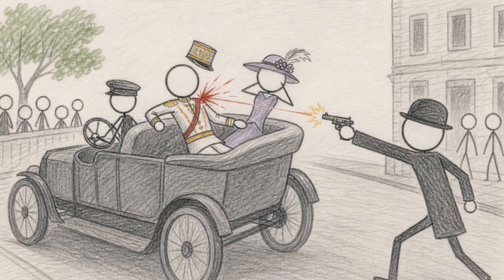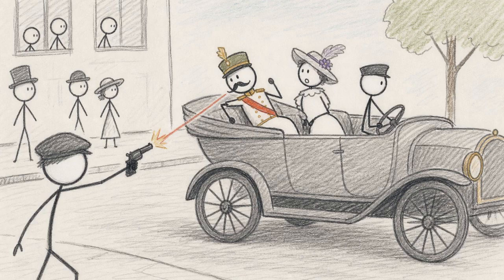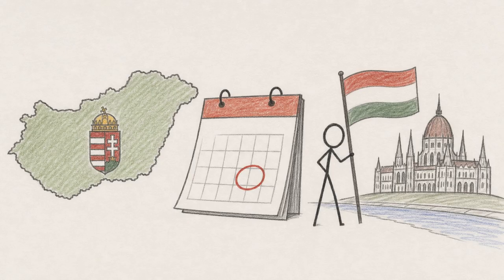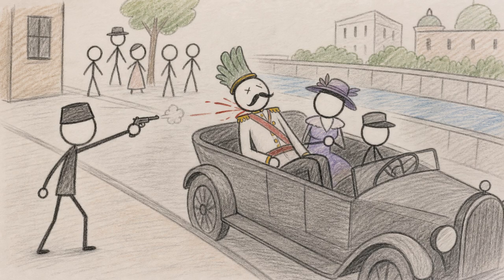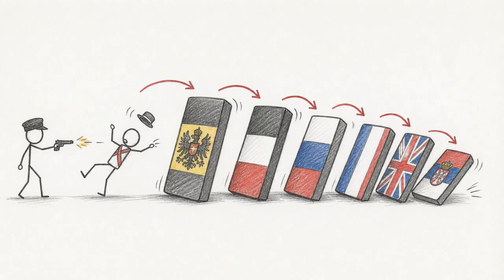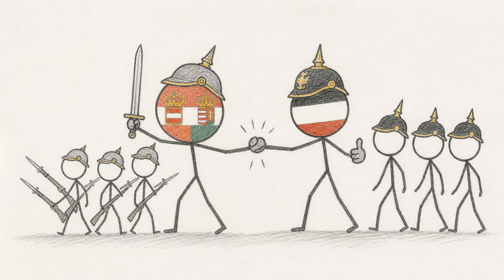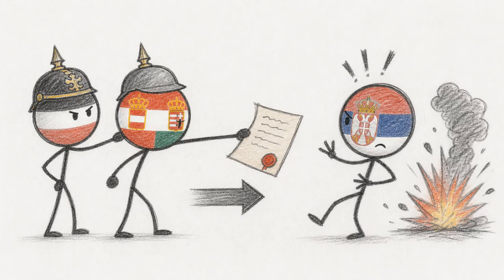The immediate catalyst for the war was the assassination of Archduke Franz Ferdinand of Austria-Hungary on June 28, 1914, in Sarajevo. His death at the hands of a Bosnian Serb nationalist set off a chain reaction. Austria-Hungary, with Germany's support, declared war on Serbia.